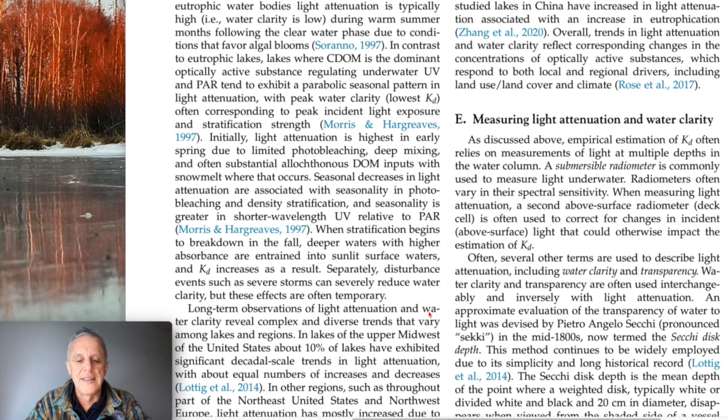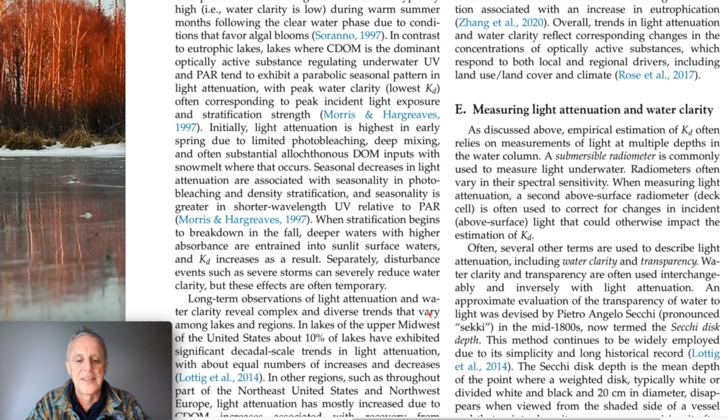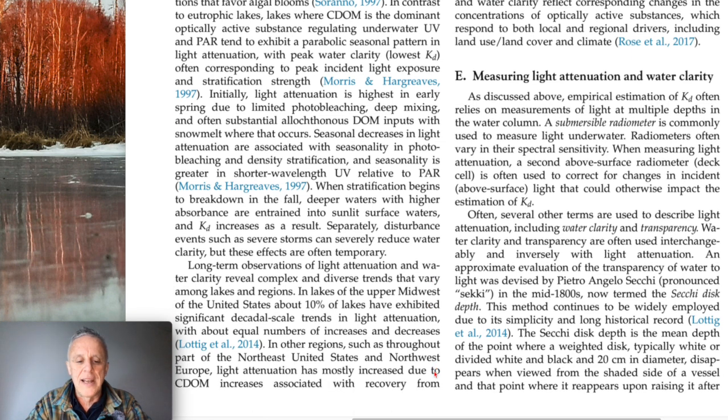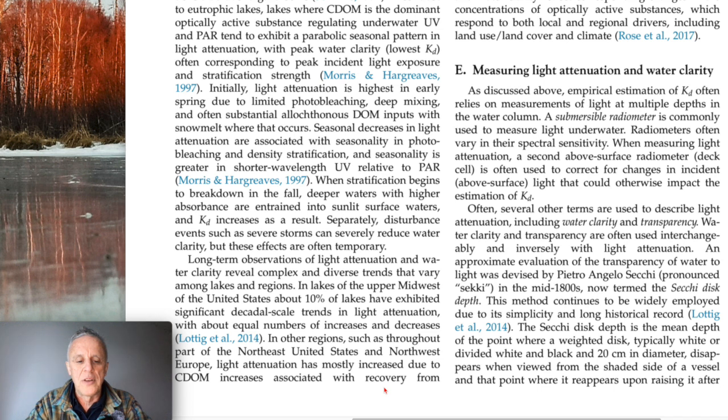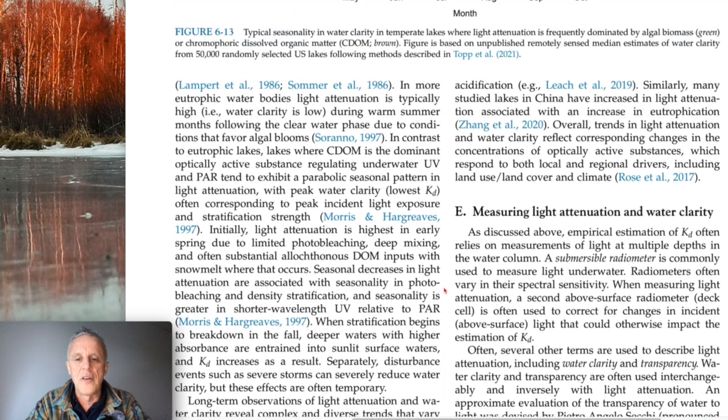Long-term observation of light attenuation and water quality reveals complex and diverse trends that vary among lakes and regions. In lakes of the upper Midwest of the United States, about 10% of lakes have exhibited significant decadal scale trends in light attenuation, with about equal numbers of increases and decreases. In other regions, such as throughout parts of the Northeast United States and Northwest Europe, light attenuation has mostly increased due to CDOM increases associated with recovery from acidification. Similarly, many studied lakes in China have increased in light attenuation associated with an increase in eutrophication.